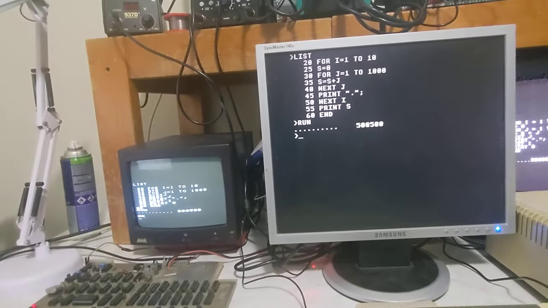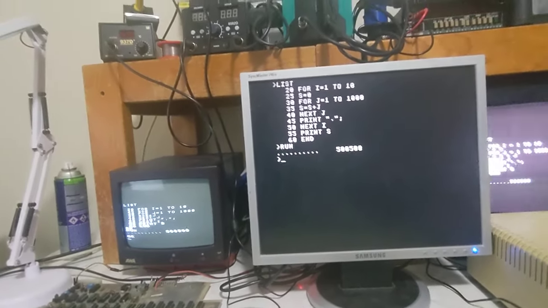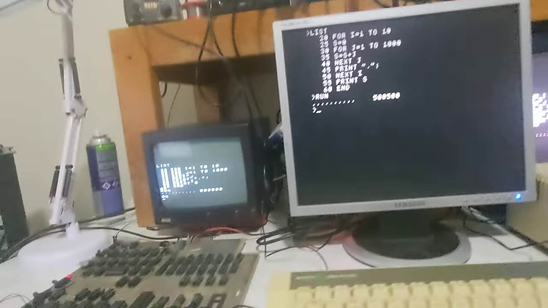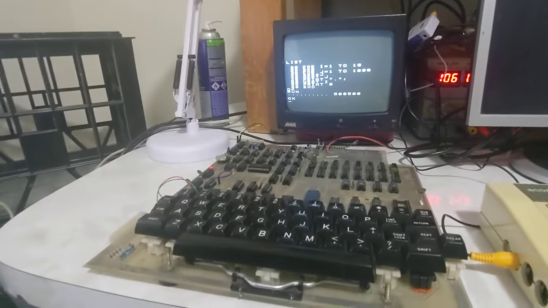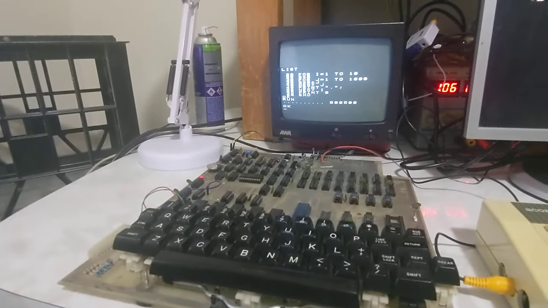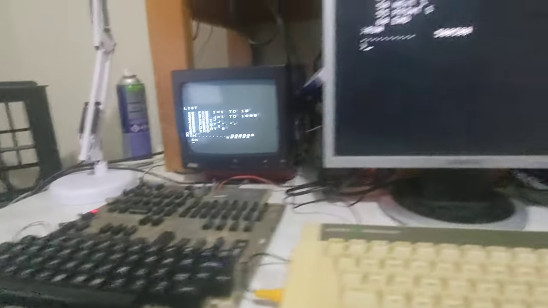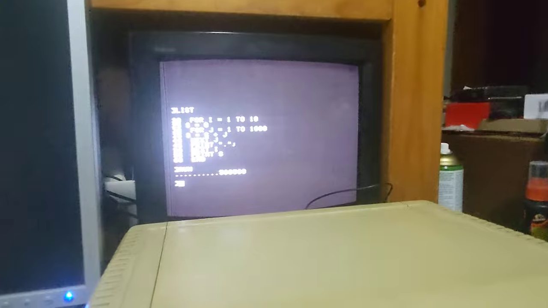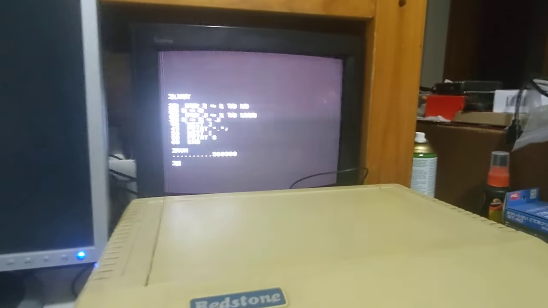Okay, so it took 31 seconds for the Electron to run. It took 36 seconds for the Superboard to execute the BASIC program. And it took 40 seconds for the Apple 2 Plus clone.